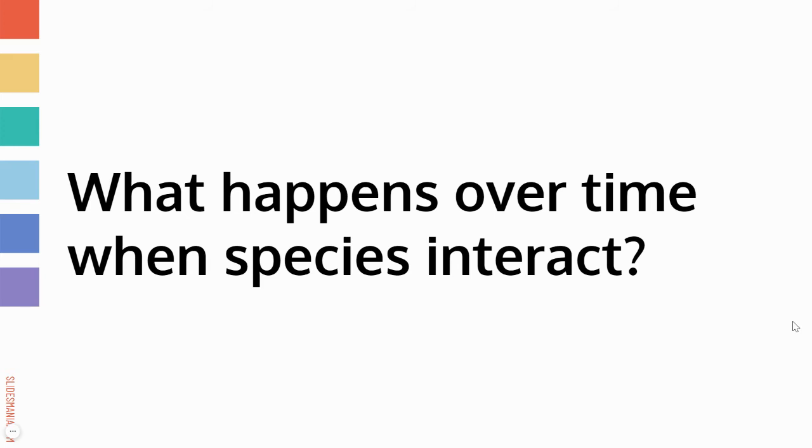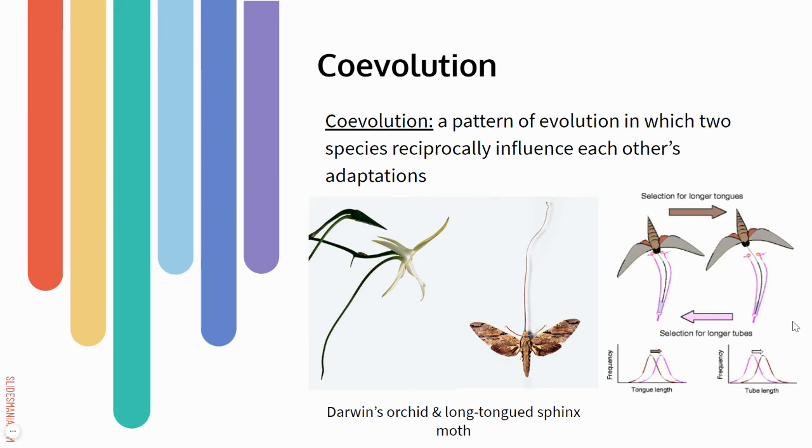Okay, so those were all of our relationships, but I wanted to end the video by talking really briefly about what happens when species are interacting like this over long periods of time, like over evolutionary time. You can imagine that if two species are having these close relationships or interacting with each other so frequently, they might impact each other's evolution. This, in fact, does happen, and the word for this is coevolution. This is a pattern of evolution in which two species are reciprocally influencing each other's adaptations.